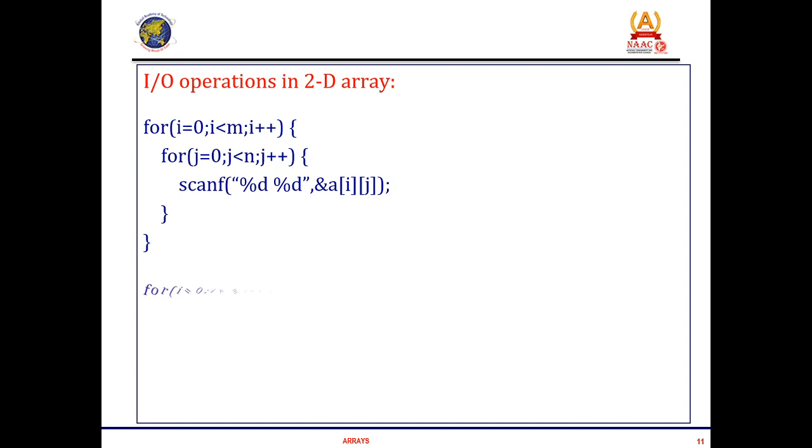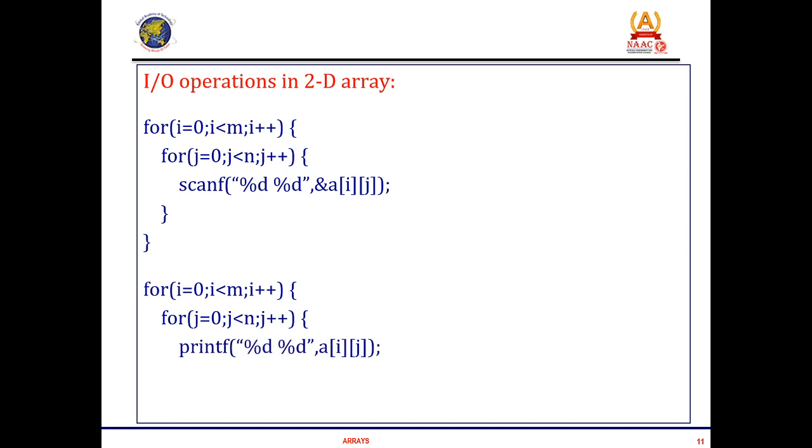And with a small change, and what is that change? Instead of scanf, I replace that statement with a printf statement. And hence what happens? This particular for loop and the printf statement will print the elements of the two-dimensional array which I have read at the top.